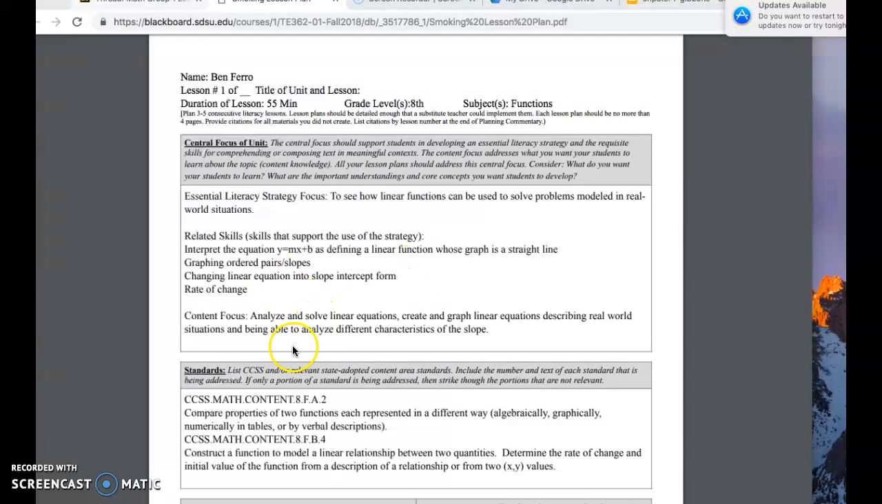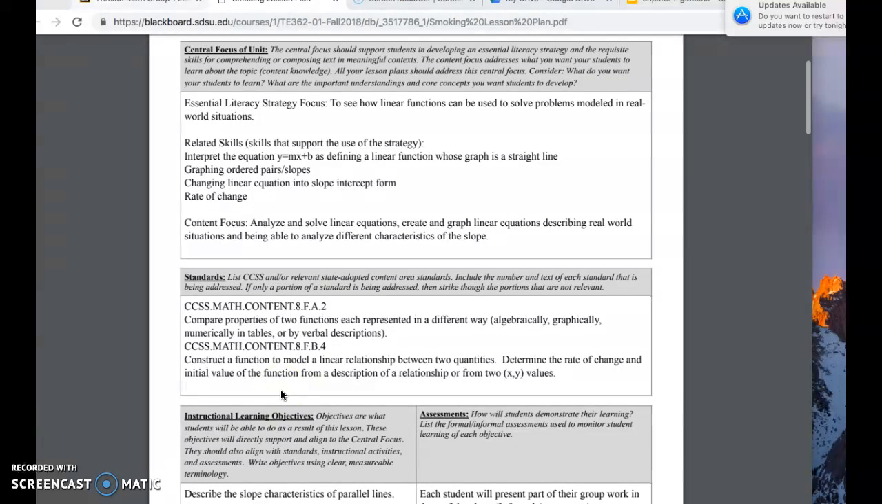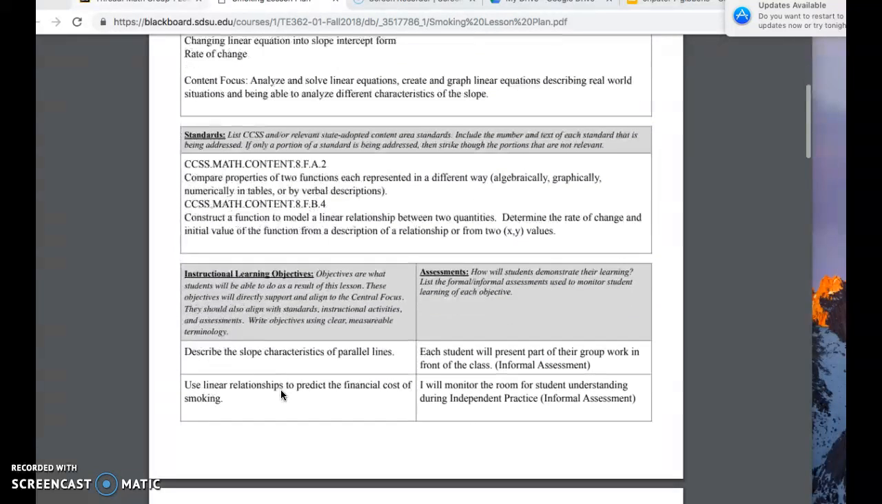So the content focus is to analyze and solve linear equations, create a graph to describe real-world situations, having the x and y axis be the independent variables, and then to analyze different characteristics of the slope. These are the two standards that it follows. This is an 8th grade lesson. So they're really learning about linear equations.